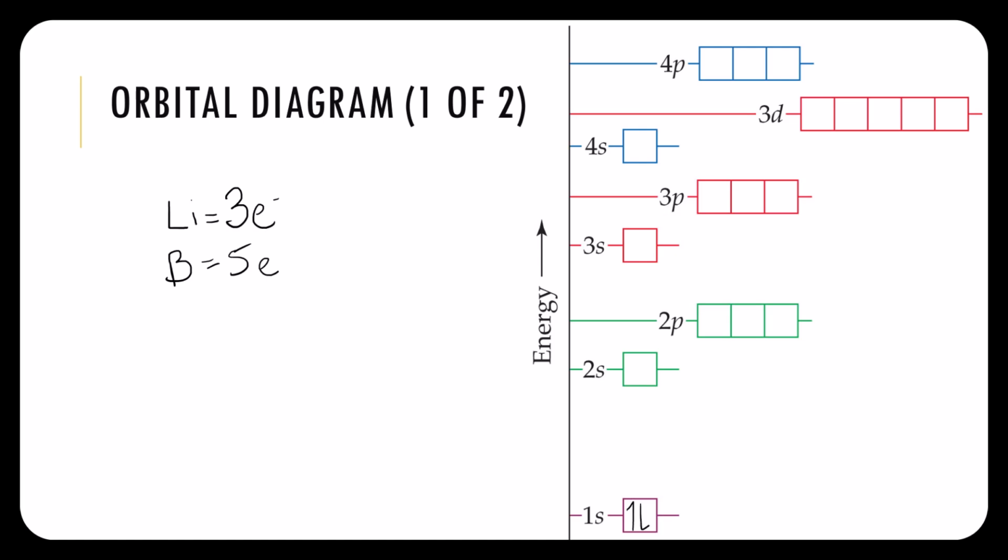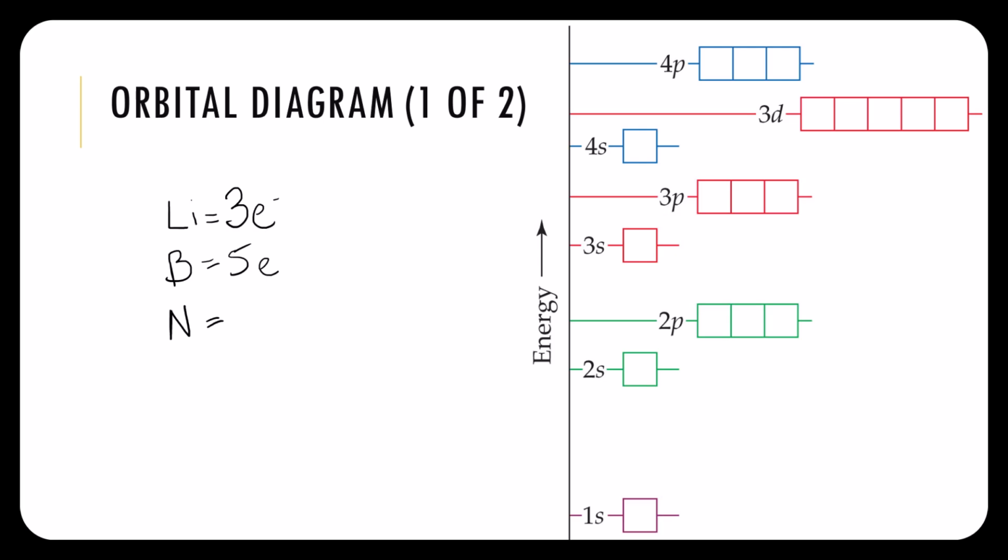All right, boron has 5 electrons. So again, the first 2 electrons are going to go into that 1s orbital. So 1, 2, that is full. We go up. I'm going to add 2 more, 3, 4. That is full. I have 1 more electron that I need to find a home for. So I'm going to go to the 2p orbital, and I'm going to add that last electron there.